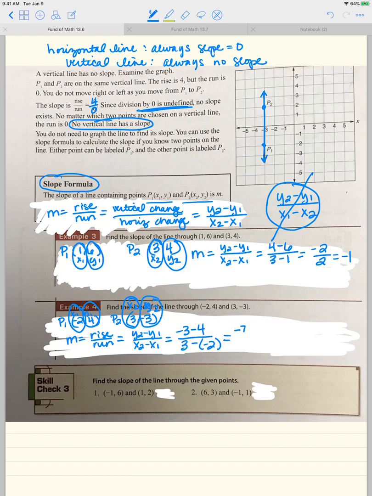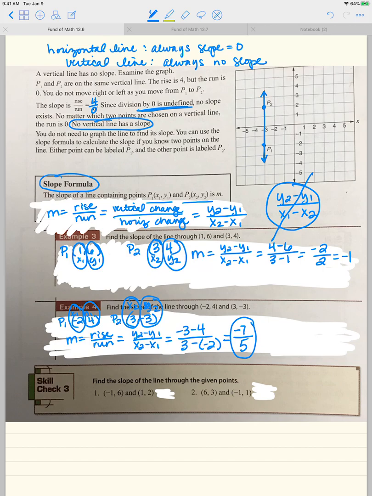Negative 3 minus 4 is negative 7. 3 minus negative 2, that's the same as 3 plus 2. That is 5. Do not change this improper fraction into a mixed number. The slope of this line is negative 7 over 5.